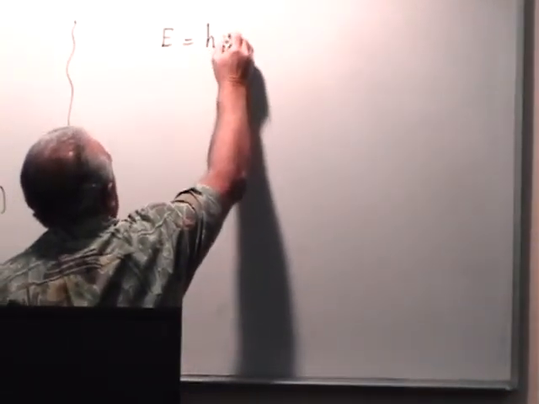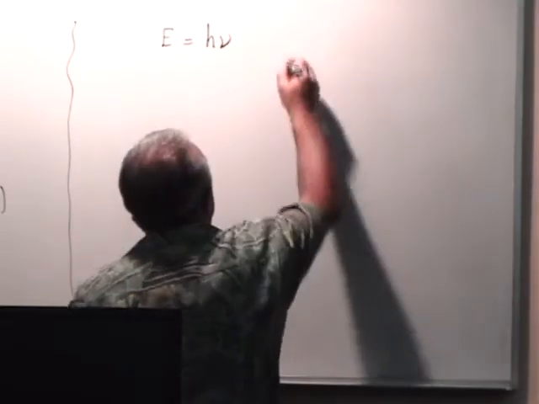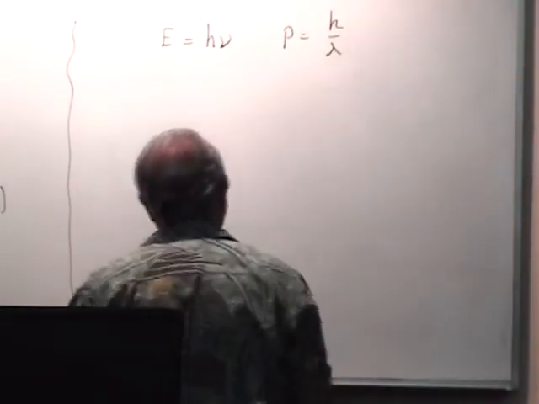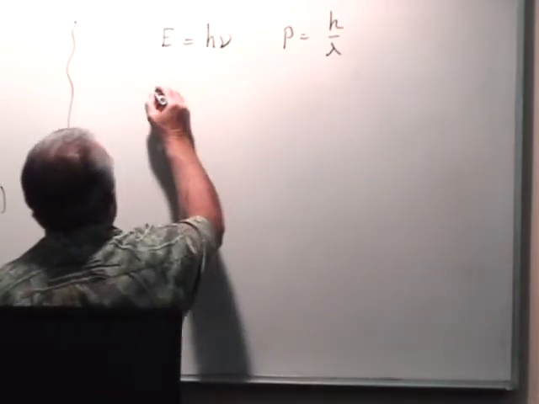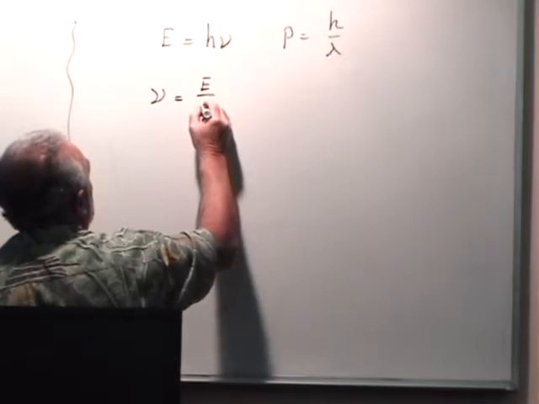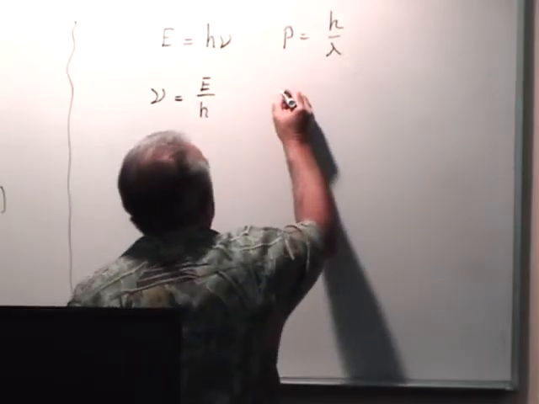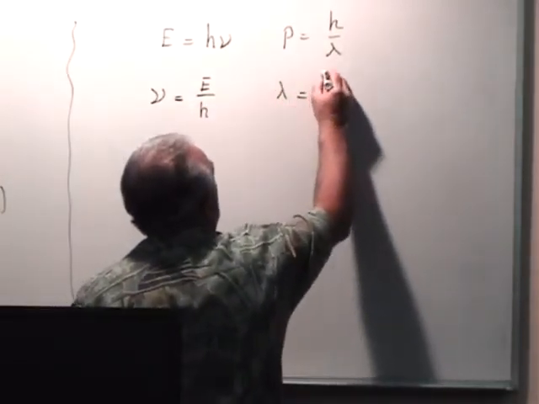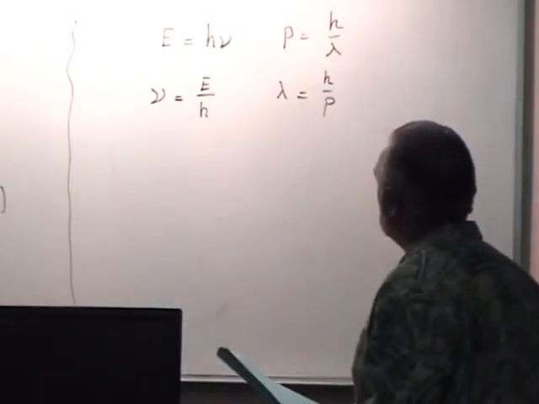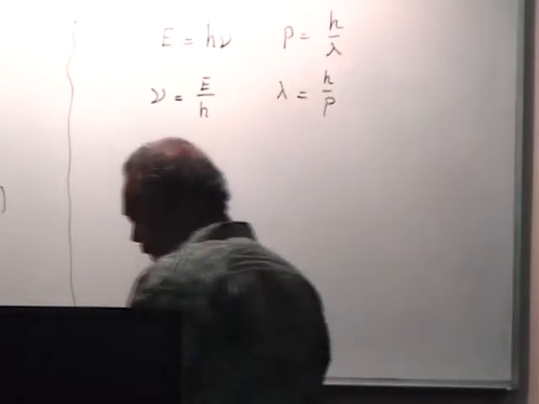But I'm going to fix it up right now because E equals h nu and p equals h over lambda. So notice then, in place of nu, I can write E over h. And in place of lambda, I can write h over p in this original equation over here.